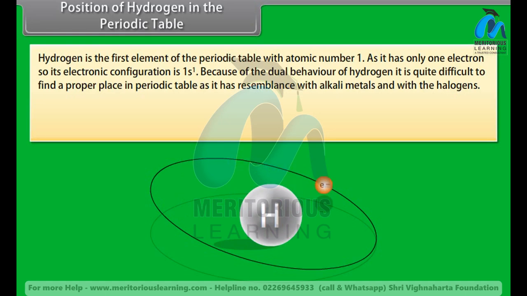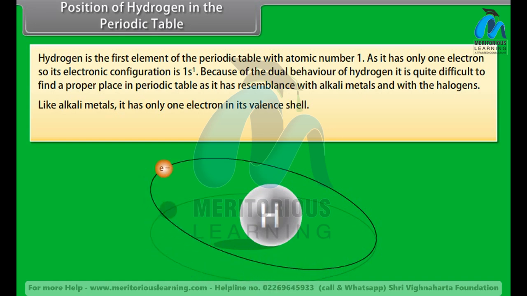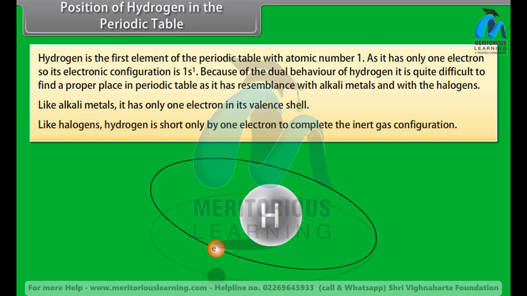Hydrogen is the first element of the periodic table with atomic number 1. As it has only one electron, its electronic configuration is 1s1. Because of the dual behavior of hydrogen, it is quite difficult to find a proper place in periodic table as it has resemblance with alkali metals and with the halogens. Like alkali metals, it has only one electron in its valence shell. Like halogens, hydrogen is short only by one electron to complete the inert gas configuration.